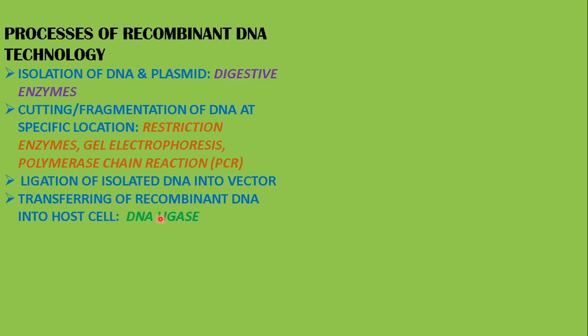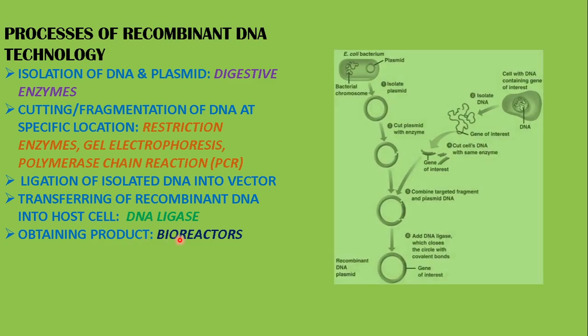After which, we have created a recombinant DNA because we have joined it with vector DNA. So now what will happen? The recombinant DNA is then finally transferred into the host cell using DNA ligase. So DNA ligase will be used here, and then we will transfer it. Then once the host cell has got the foreign DNA along with the vector, what is it capable of now? It is capable of producing the product. The product can be made in large scales using bioreactors.